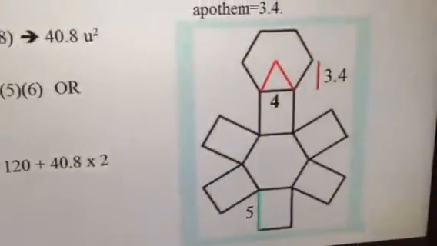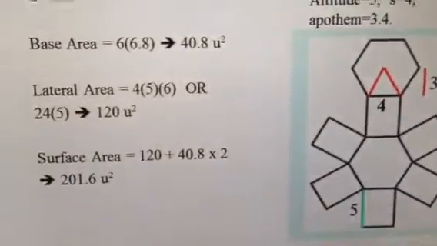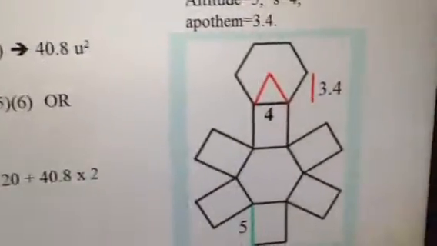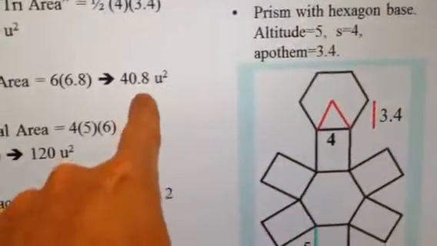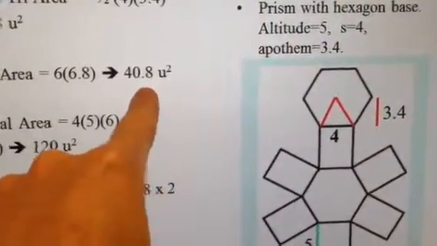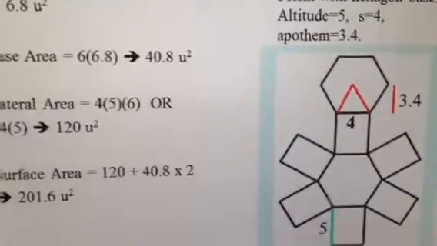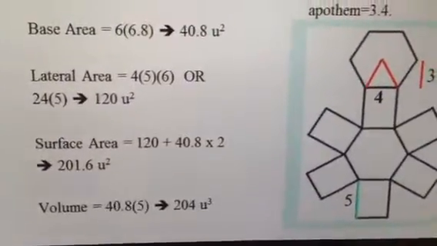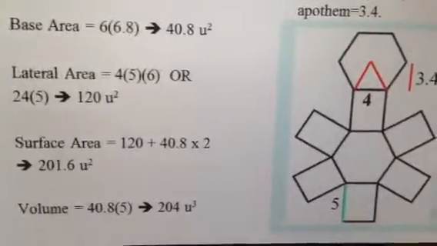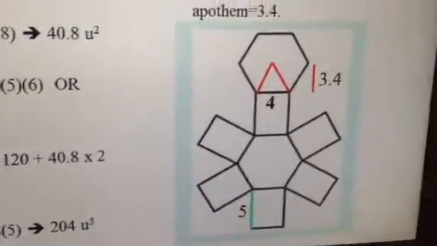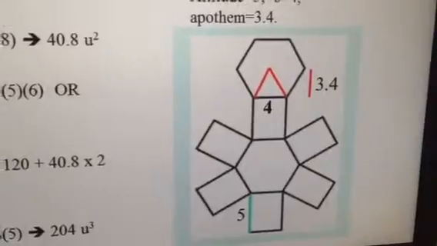And then finally, once again, once I've got the base area, volume is trivial. I've got 40.8 on the bottom floor. That's the area of my ground floor. This thing is stacked 5 high, 5 stories in the building. So when I do 40.8 times 5, it's 204 cubic units, or little tiny rooms in my beautiful hexagonal building. That's all.